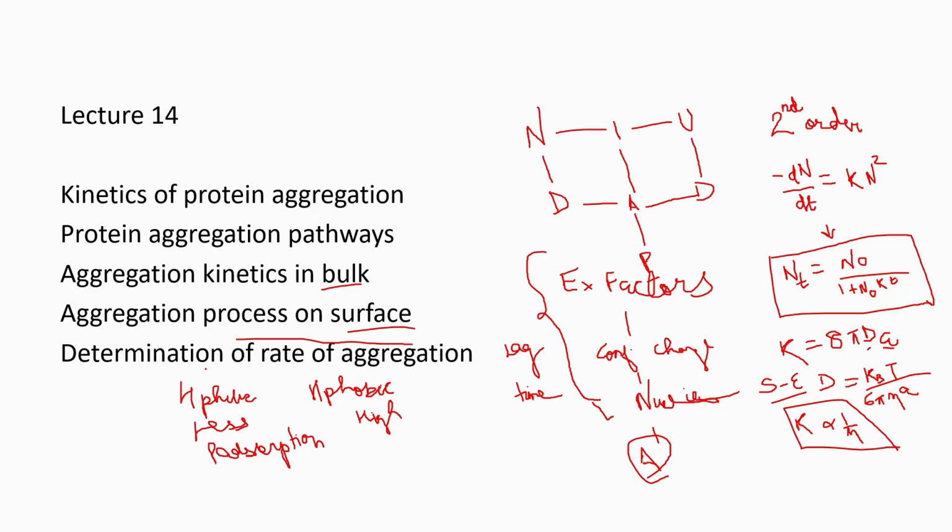And then determination of the rate of aggregation. As discussed in the previous lecture, the thioflavin T assay can be used because it binds to beta sheet structures, which are characteristics of aggregated proteins. So using this dye and measuring the fluorescence, we can determine the rate of aggregation as well.